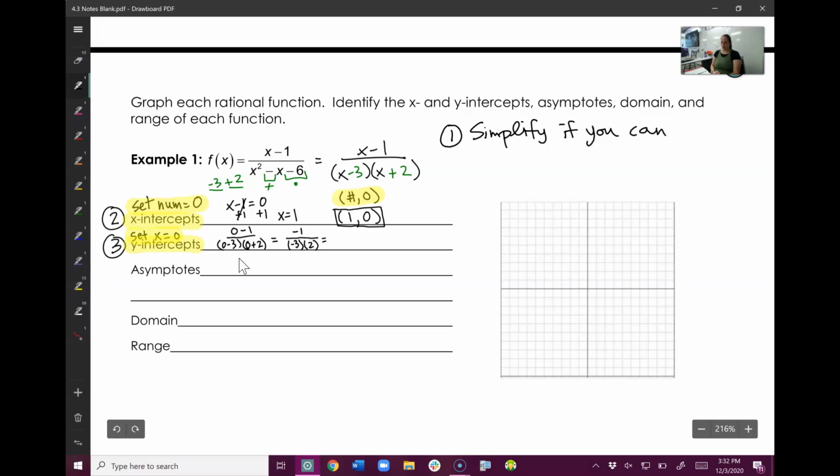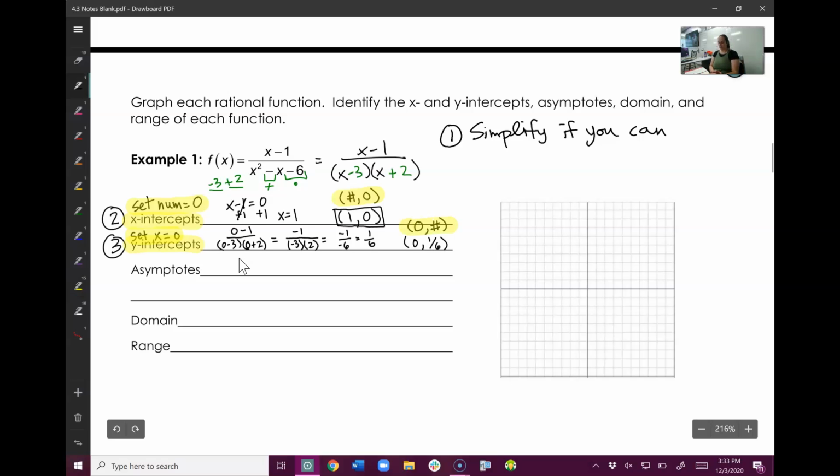I'm going to multiply those together because of the parentheses. Parentheses means multiply. So I'm going to get -1 over -3 times 2, which is a -6. And then I have 2 negatives, which will make a positive. And I always write my y-intercepts as 0, comma, a number. So this one's going to be 0, comma, 1/6.